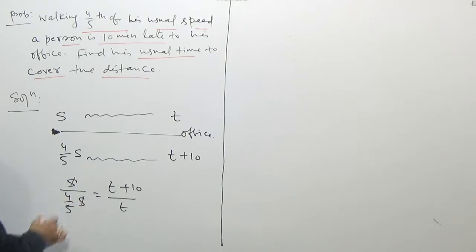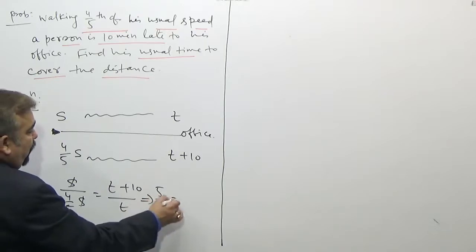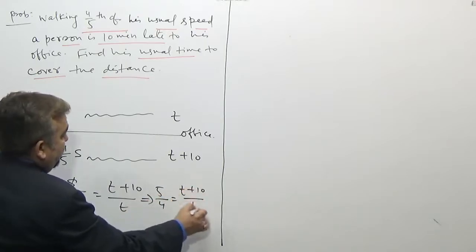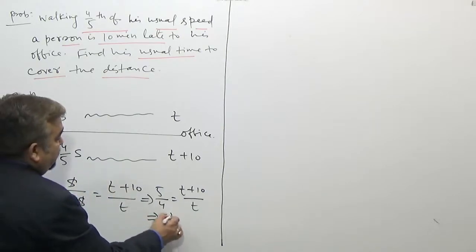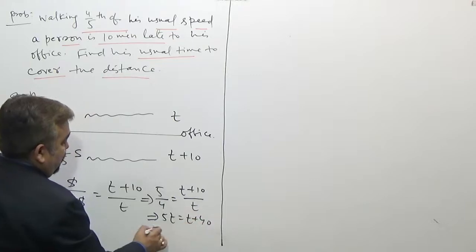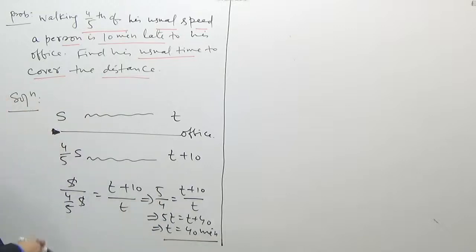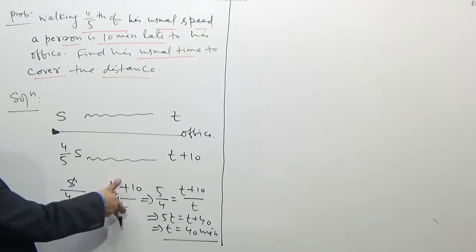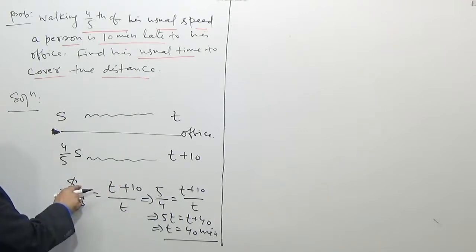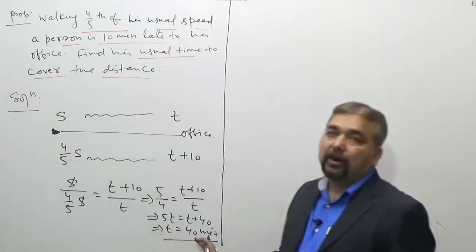Now S and S cancel, so we have here 5/4 equal to t plus 10 by t, and if you solve, we have 5t equal to 4t plus 40, so t equal to 40 minutes, and that is the normal time. I have used ratio of speed equal to inverse ratio of time, because this t minutes corresponds to S, this t plus 10 minutes corresponds to 4/5 S. So that way, with the help of ratio, we have got the normal time.